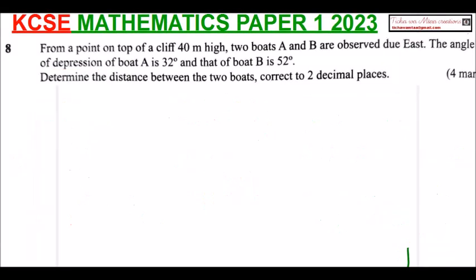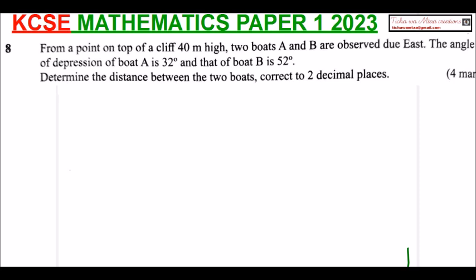So this is question number 8 of KCSE Mathematics Paper 1, 2023. From a point on top of a cliff 40 meters high, two boats A and B are observed due east. The angle of depression of boat A is 32 and that of B is 52. Determine the distance between the two boats correct to 2 decimal places.